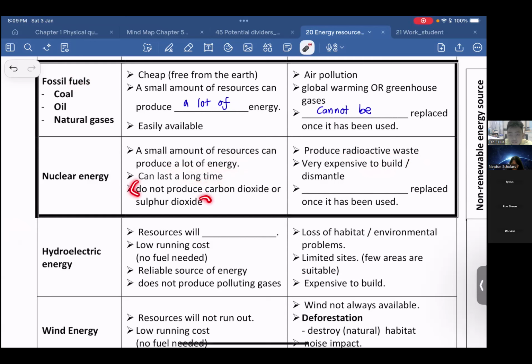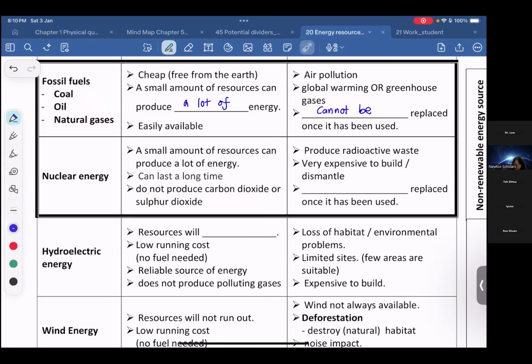Here is a quite important point: when we mention the advantage of using nuclear energy, it doesn't produce carbon dioxide. It doesn't cause global warming or greenhouse gases, because this is not burning. It's not like we burn the fuel here.